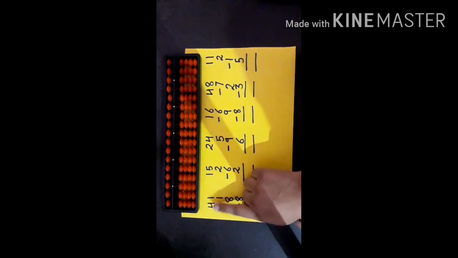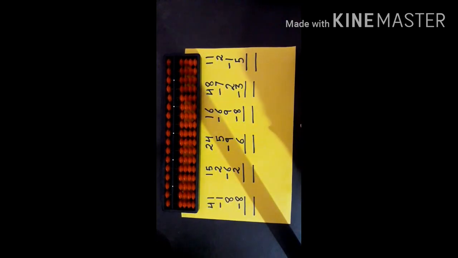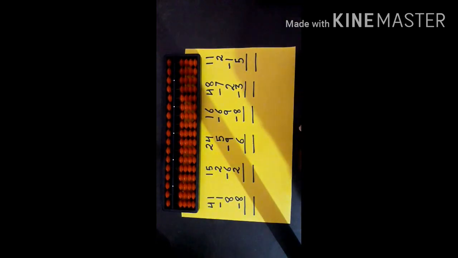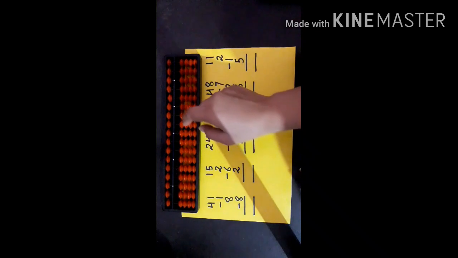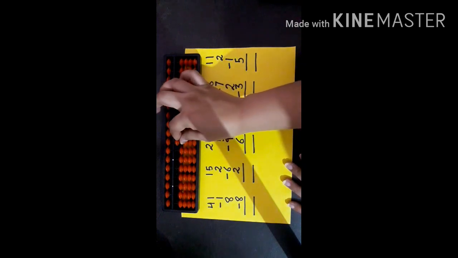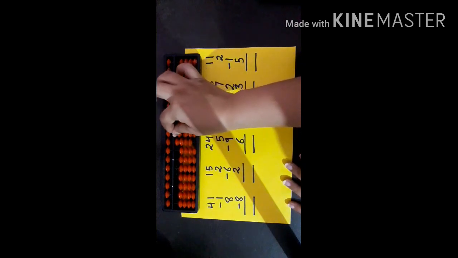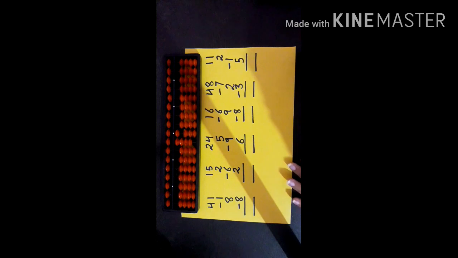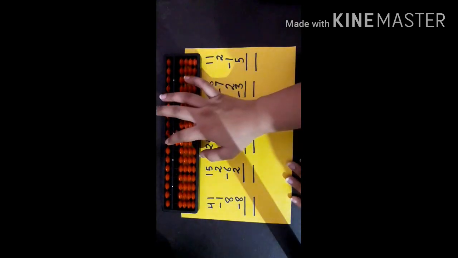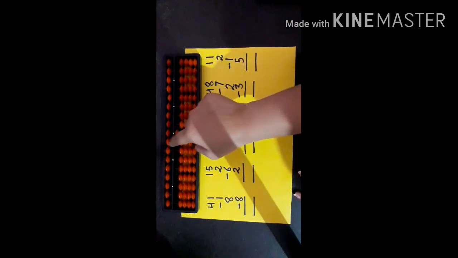Now our first sum is 41. You can put your 41 in your abacus tool with 2 methods. What is it? First of all, the 40 and 1. 10, 20, 30, 40 and 1. Like this. 41. This is the first method.